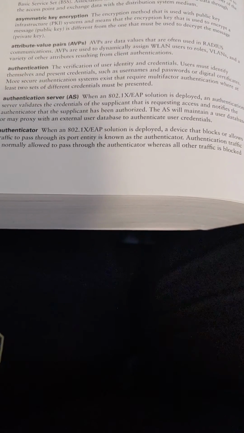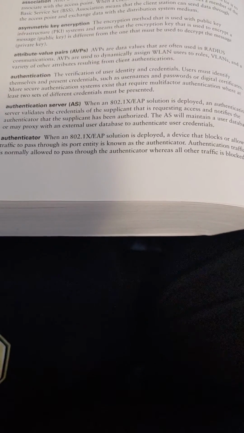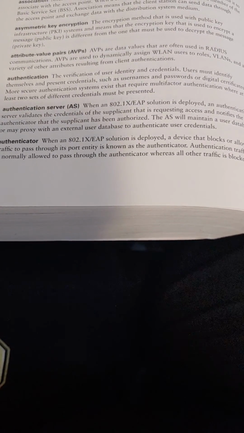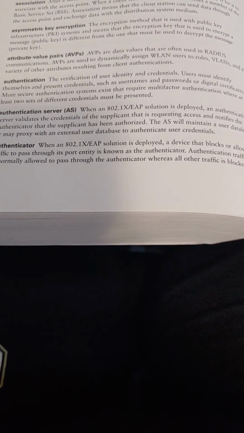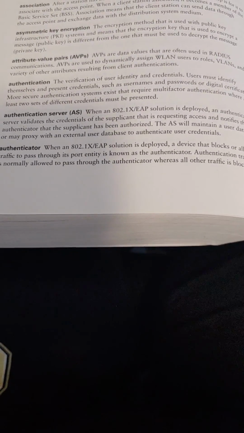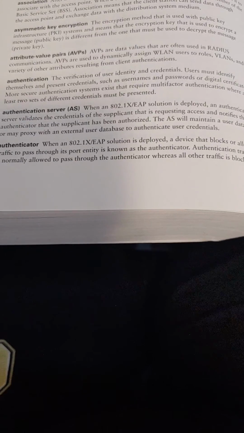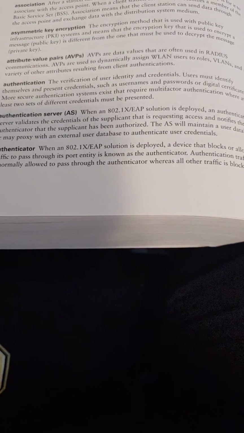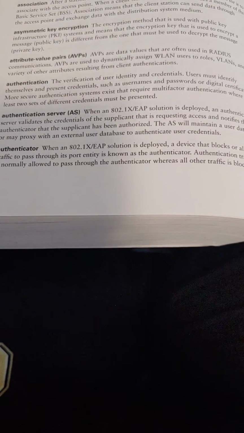Asymmetric key encryption. The encryption method that is used with public key infrastructure, PKI, systems and means that the encryption key that is used to encrypt a message, the public key, is different than the one that must be used to decrypt the message, the private key.